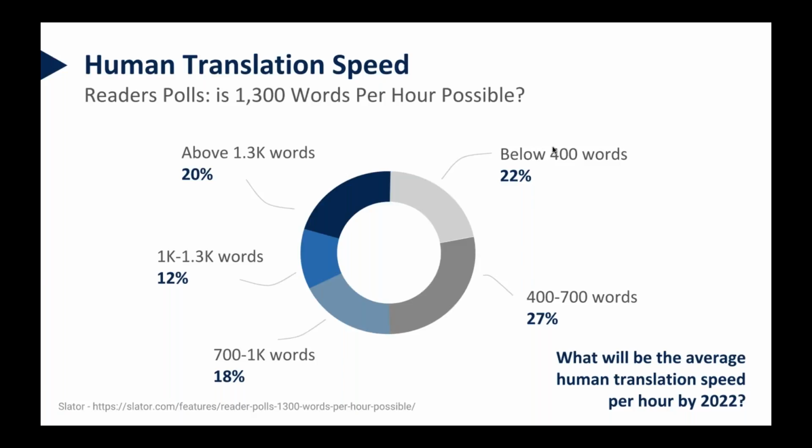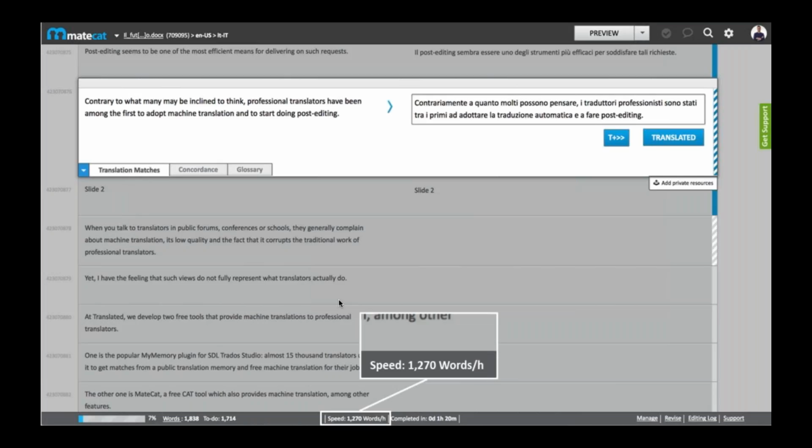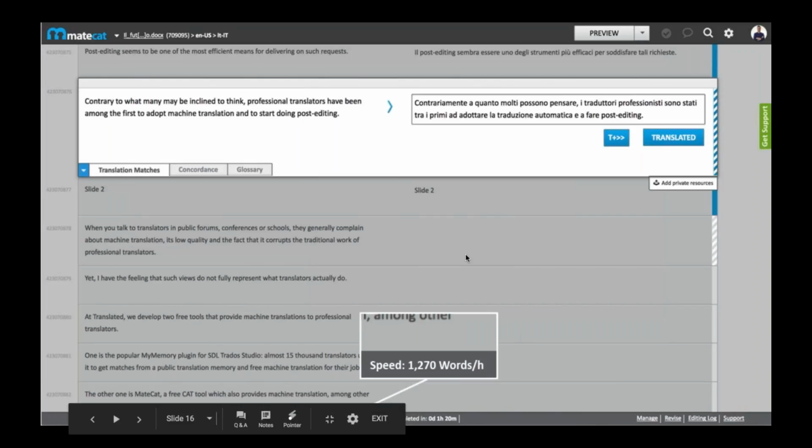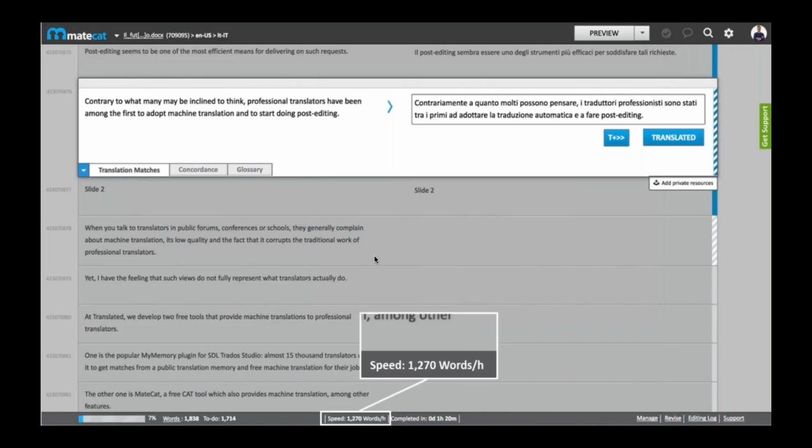So there were a lot of people convinced that we would be able to do only below 400 words. And a very small percentage of people, 12% actually, convinced that we will be able to do between 1,000 and 1,300 words per hour. Now, the funny thing is that the future is already here, in a sense. Yes, it is. Because in Matecat, this is a translation that was done on a text that I have to admit was not especially difficult, but then again, the machine translation output was still pretty good.